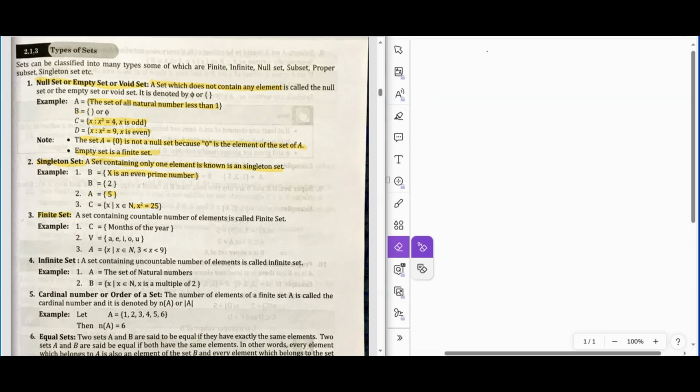Then you have finite set. What is a finite set? A set containing a countable number of elements, where we can count the elements, is called a finite set. For example, the vowels in the English alphabet: A, E, I, O, U. How many are there? One, 2, 3, 4, 5. So there are 5 vowels in the English alphabet, and we can count them. All the elements which we can count form a finite set. Similarly, the months of the year: how many months do we have in a year? We have 12 months, so we can count them.